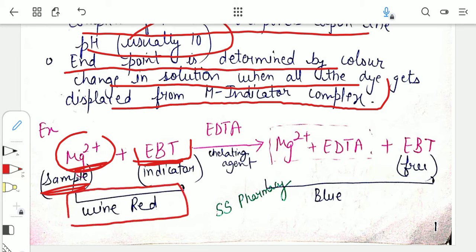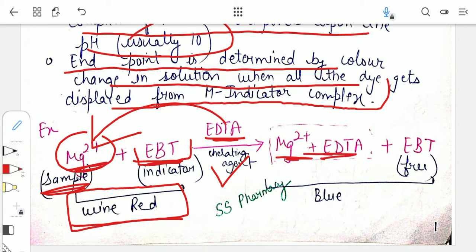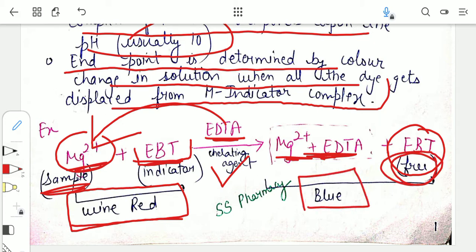Okay, so here a wine red color solution will be formed, and then we will begin our titration with our chelating agent, for example EDTA. This EDTA will replace the indicator, and it itself will form a complex with the metal ion. So here the metal ion and EDTA complex is formed, and the EBT, which is our indicator, will become free. This free EBT imparts a blue color to the solution. Okay, so when the wine red color solution changes into blue color, we consider that our titration has been completed.